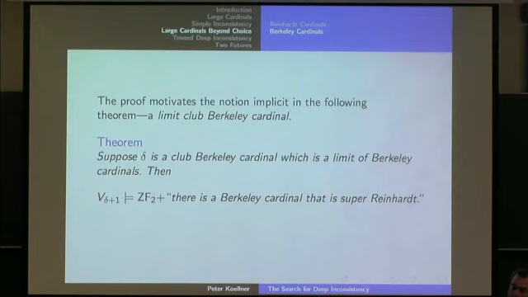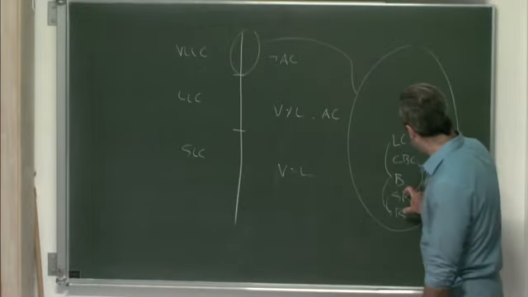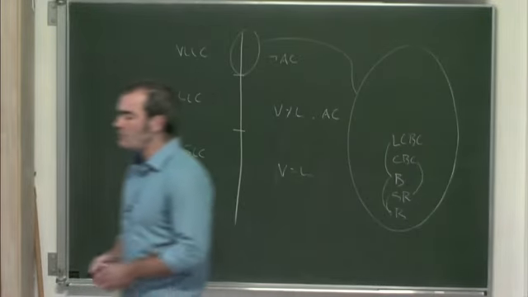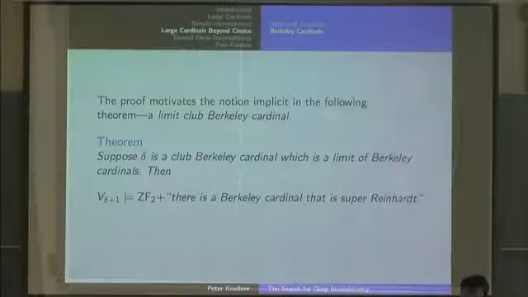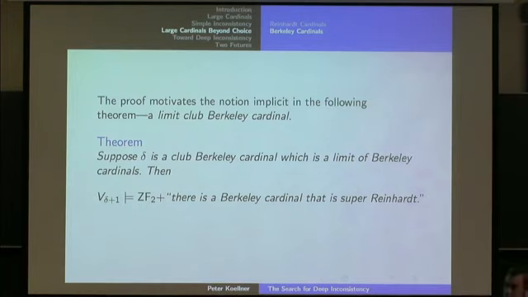And the proof of that theorem, that lemma, motivates the notion implicit in here, which we're going to call a limit club Berkeley cardinal. So this is the strongest principle that we know of so far. And that rank reflects a Berkeley cardinal. So it's unfortunate, the things that we know, we're skipping some connections. In fact, you get a level that satisfies that there's a Berkeley cardinal that's also a super Reinhardt.